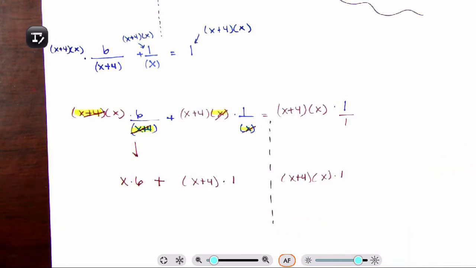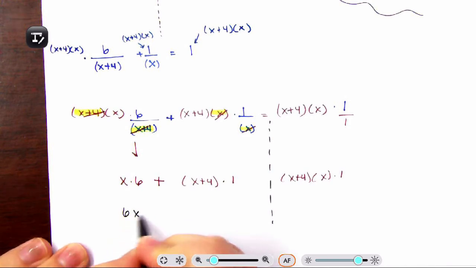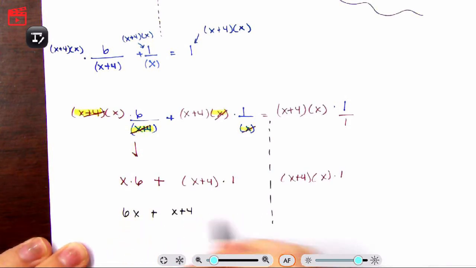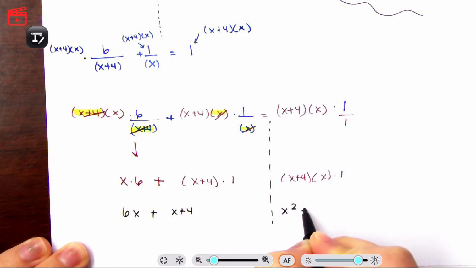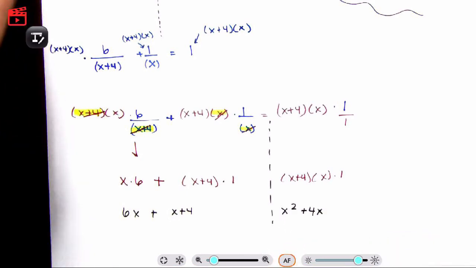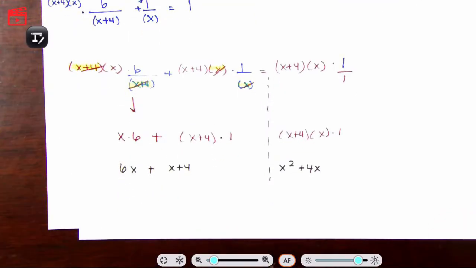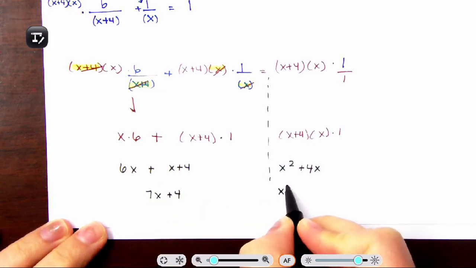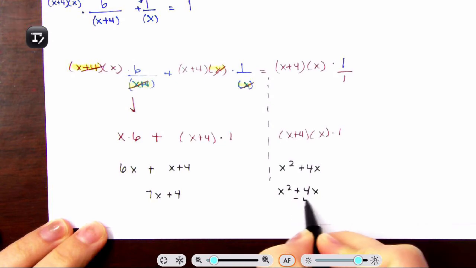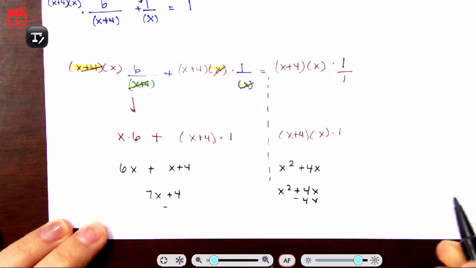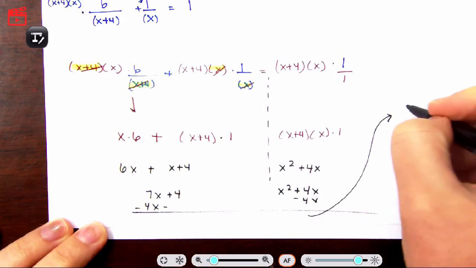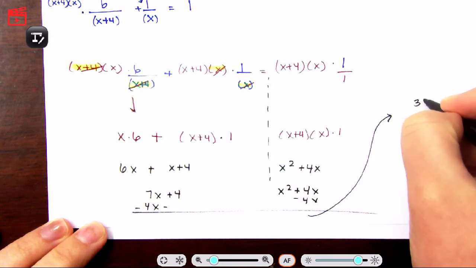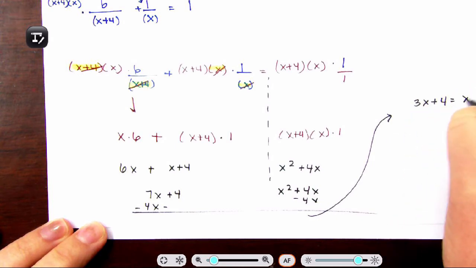So now I'm going to re-simplify these, make it prettier. I have 6x plus 4, and this is x squared plus 4x. Now I'm going to combine like terms. So what do I have here? I have 7x plus 4, and this is x squared plus 4x. I'm going to subtract 4x from both sides. Running out of room, so I'm going to write it up here. What do I have left over? I have 3x plus 4 is equal to x squared.